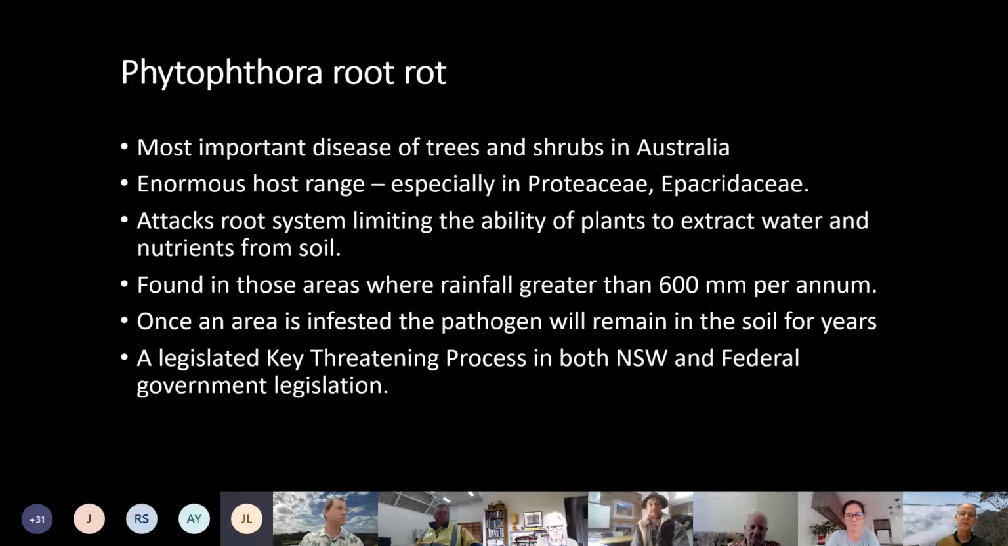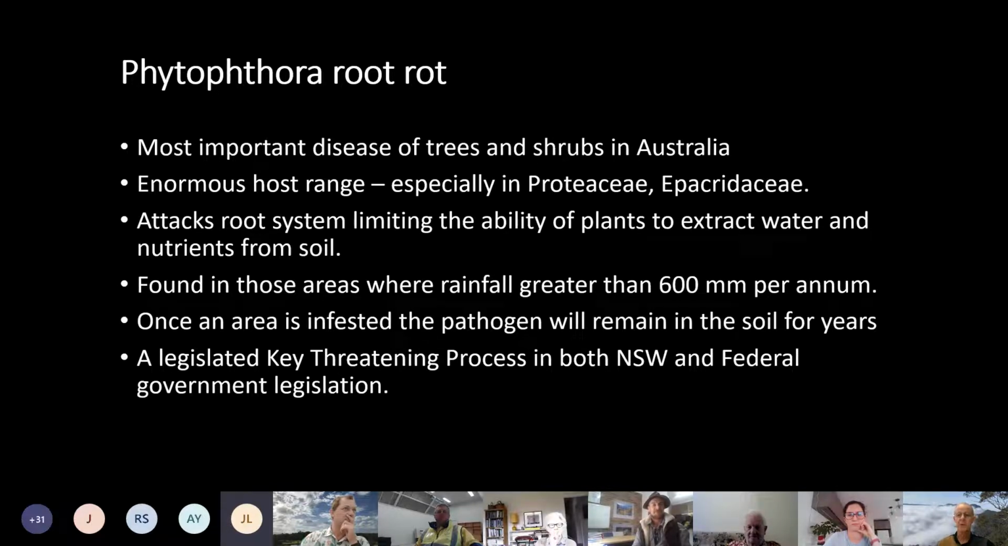So I'm going to spend the rest of the talk mostly focused on Phytophthora, which is the most important disease of trees and shrubs in Australia and of course in New Zealand, particularly over the last few years with Kauri dieback. It has an enormous host range, but in Australia it's particularly problematic in the Proteaceae, but it's very, very broad. It's a microscopic pathogen that attacks the root system and limits the ability of plants to take up water and nutrients from the soil. Generally it is a pathogen of higher rainfall areas.